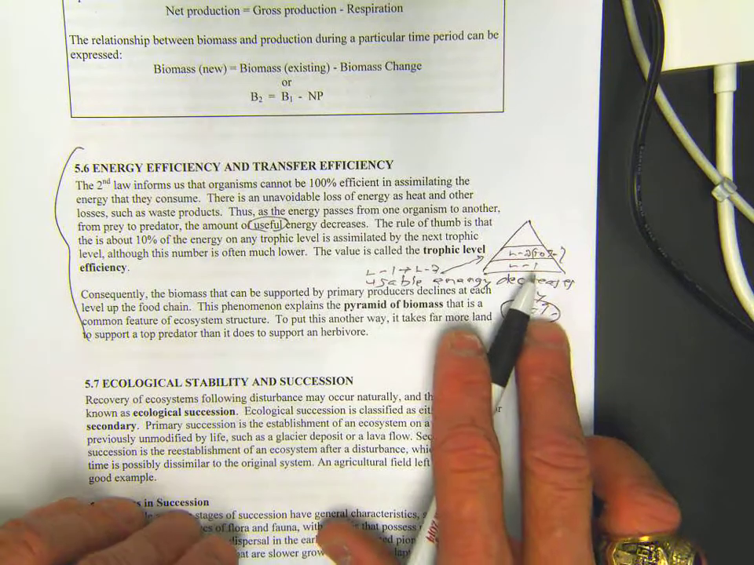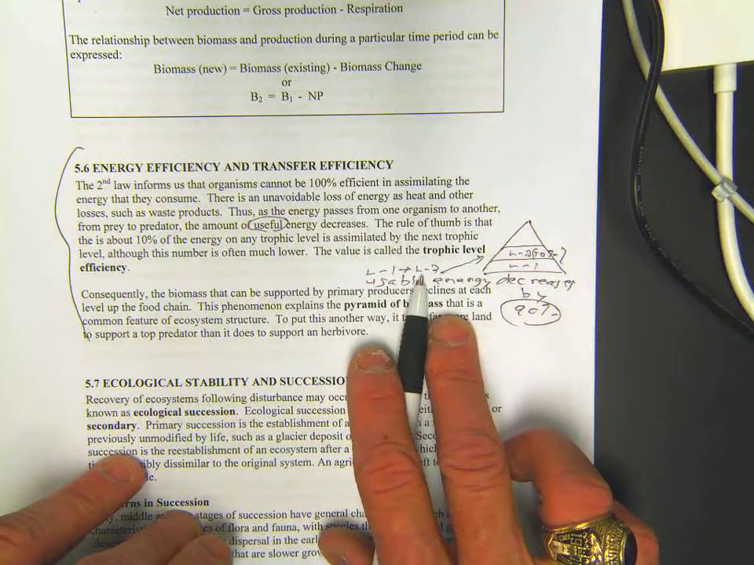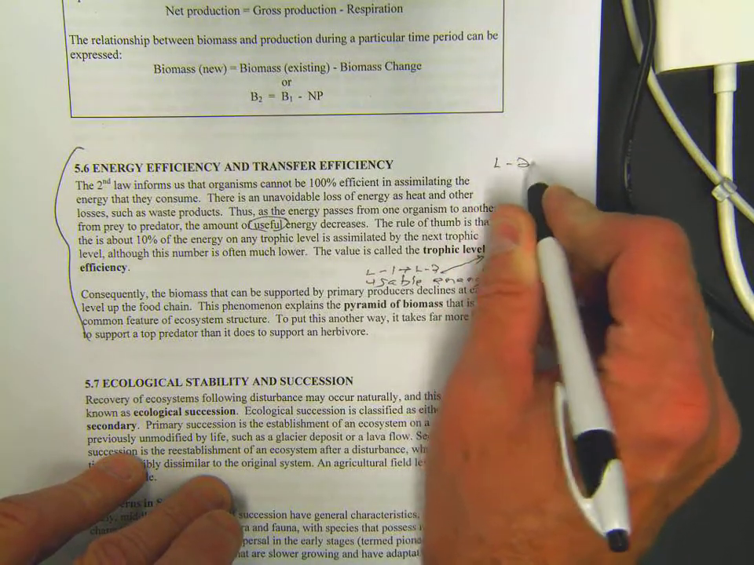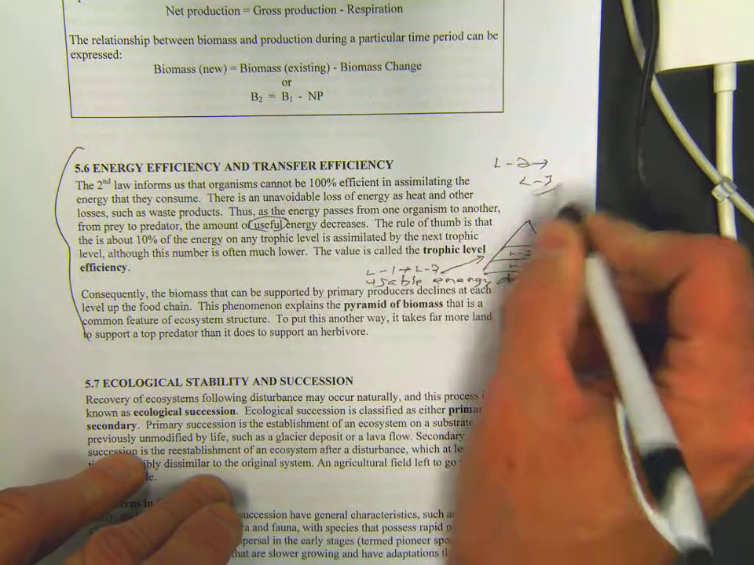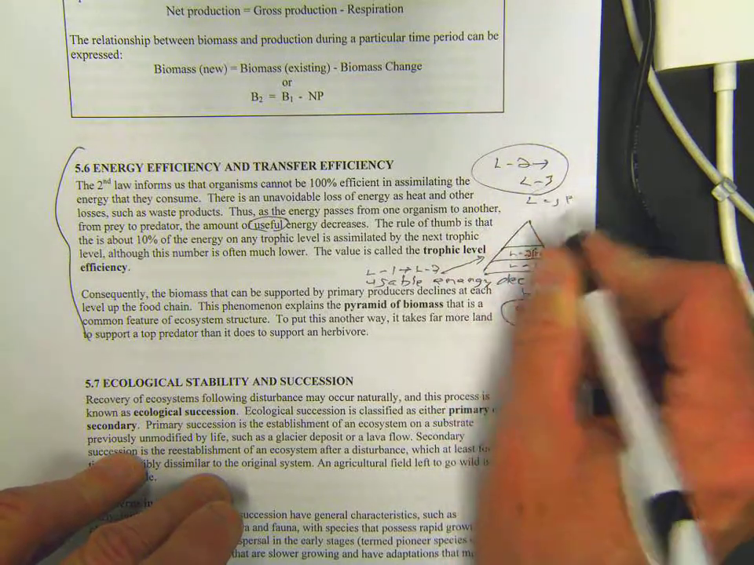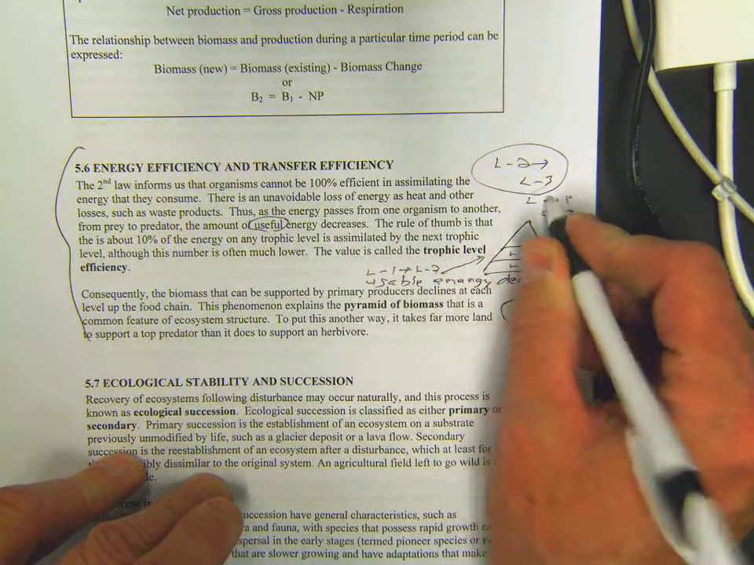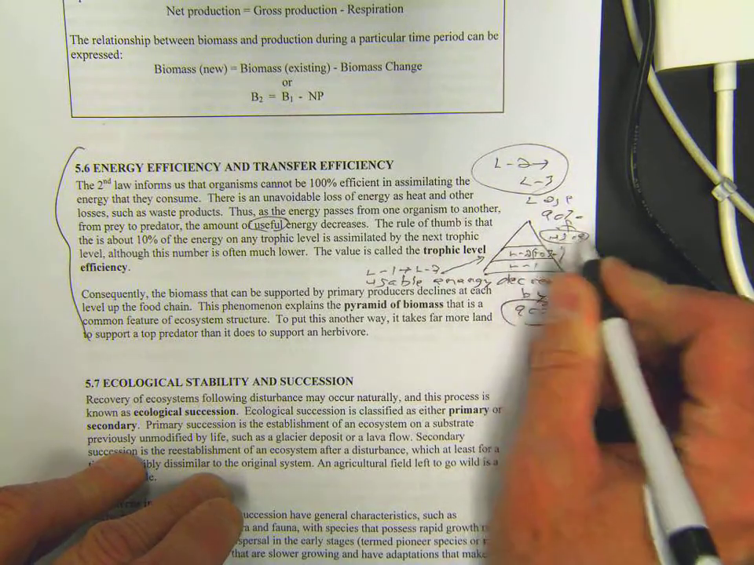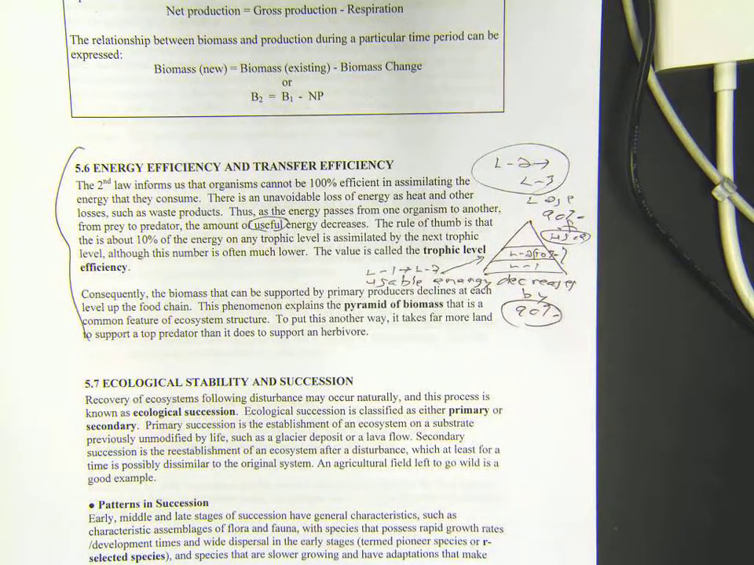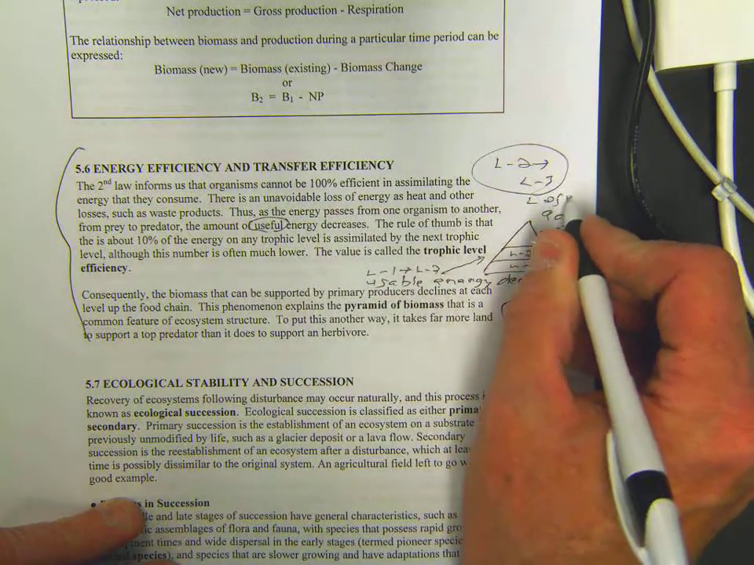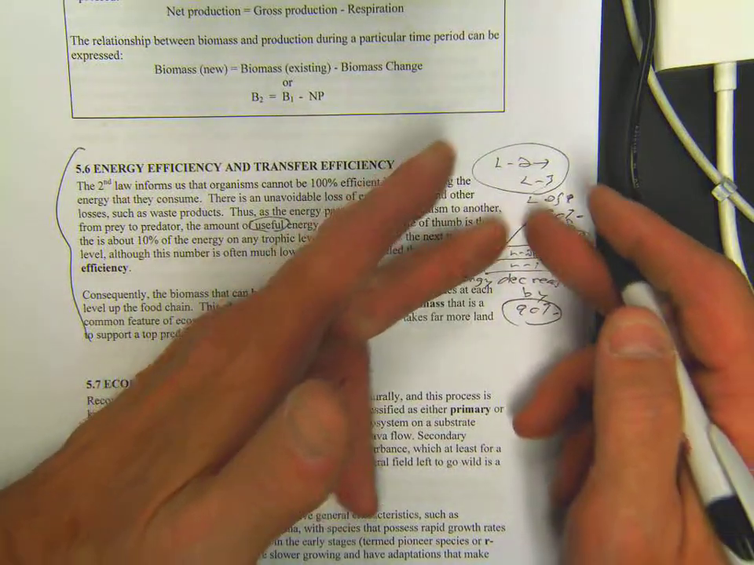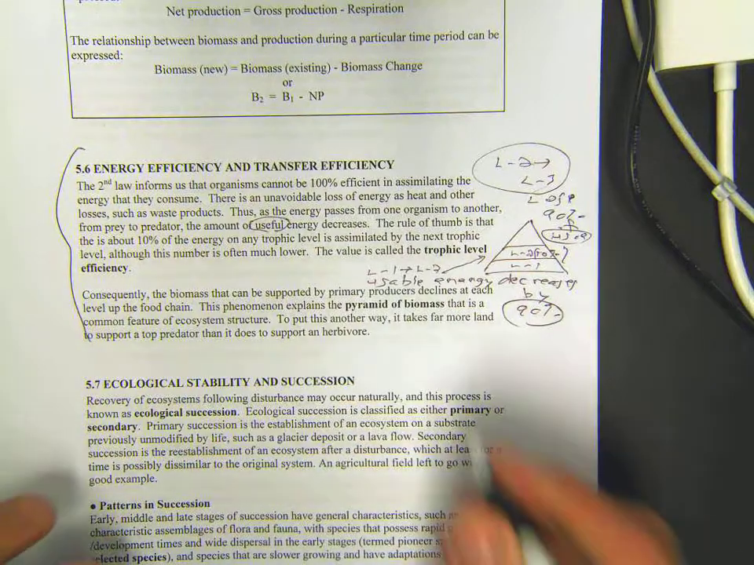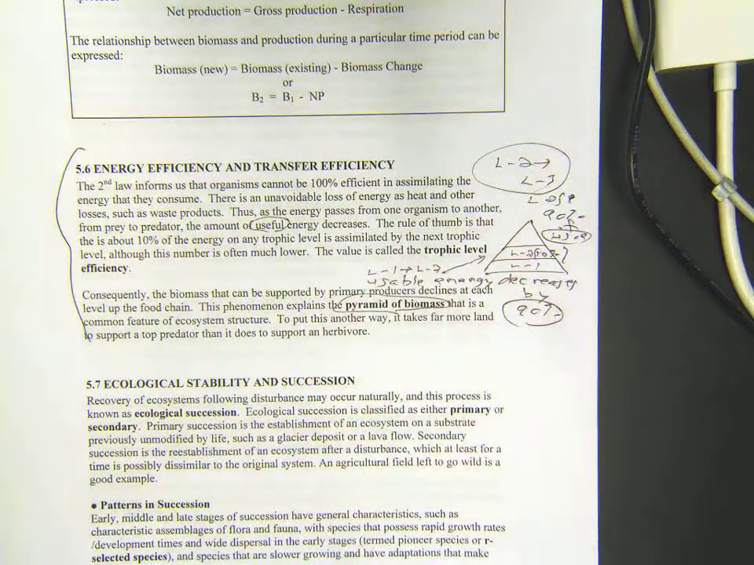So as you go from level 1 to level 2, you have a 90% energy loss. As you go from level 2 to level 3, the same thing. You're going to lose 90% of the usable energy. Sorry for the abbreviation there, but I think you get the point. That's why you have this narrowing effect. That's why you have a food pyramid as you go up. So that's why we form what's called a pyramid of biomass.